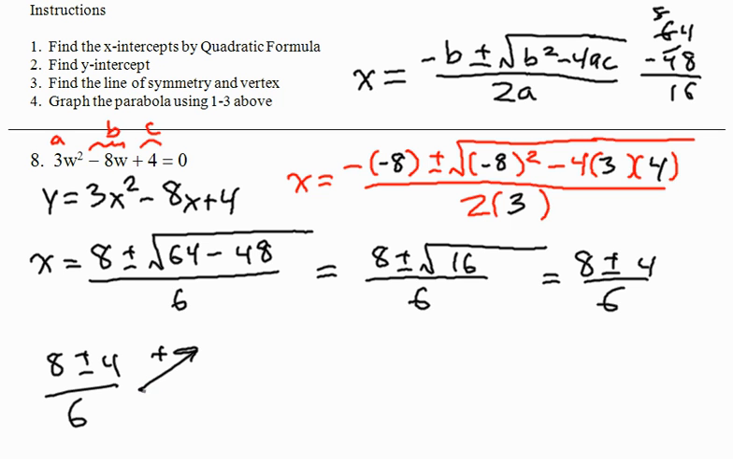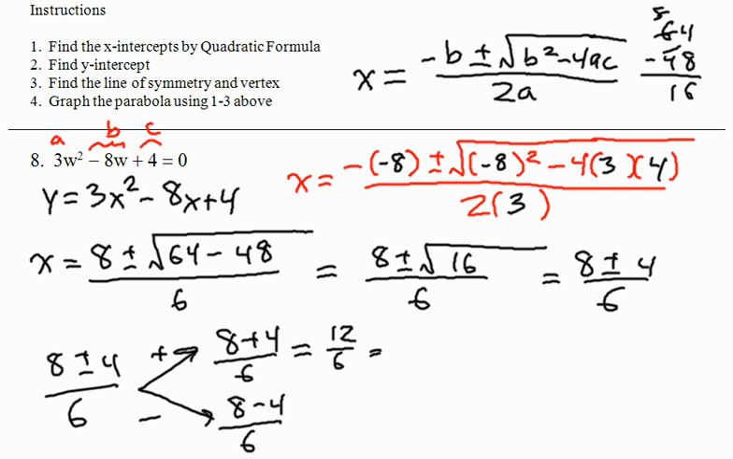One for plus, one for minus. If it's plus, we've got 8 plus 4, then divided by 6. If we use the minus sign, we have 8 minus 4 all over 6. And calculating each case, 8 plus 4 is 12, and 12 divided by 6 is 2. So there's one possible x-intercept. In the other case, 8 minus 4 is 4, divided by 6 will reduce to 2/3. And that's our second possibility. So there we've got x-intercepts.